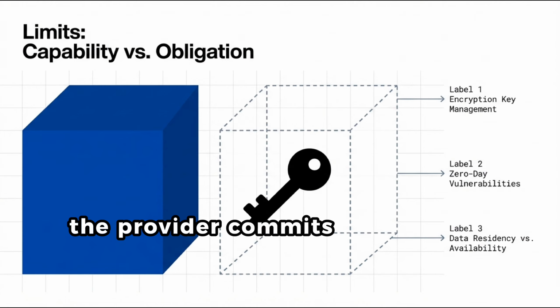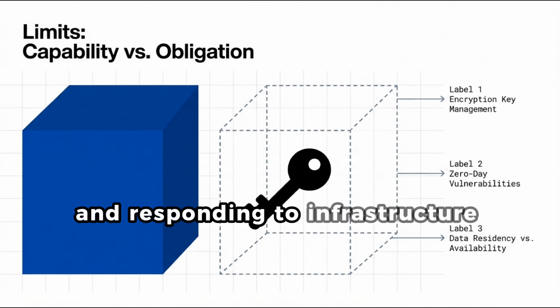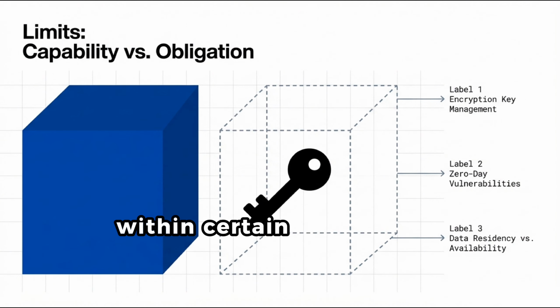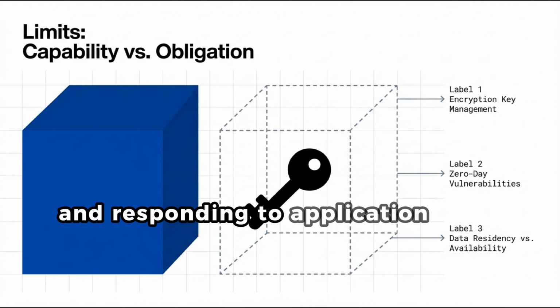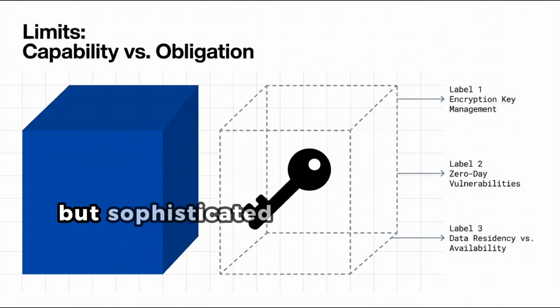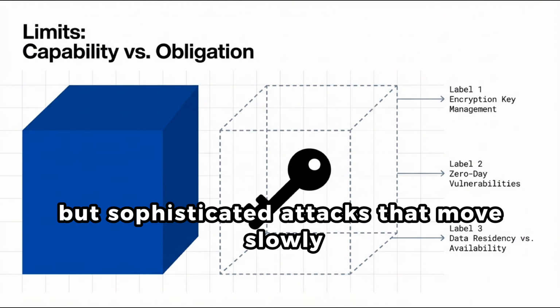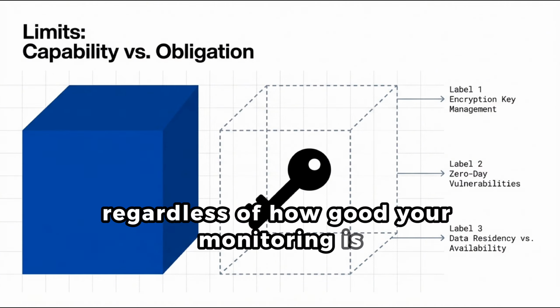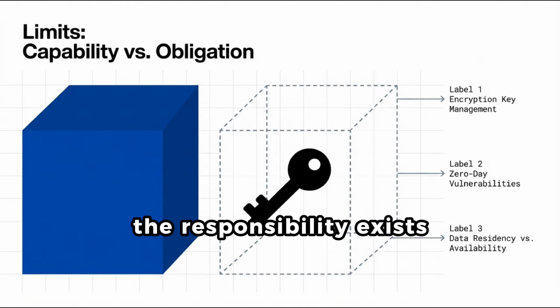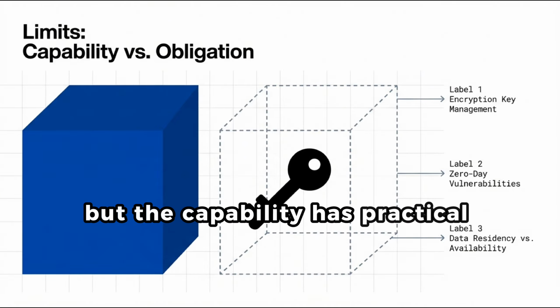Security incident detection and response time has limits on both sides. The provider commits to detecting and responding to infrastructure-level incidents within certain timeframes. You're responsible for detecting and responding to application-level incidents. But sophisticated attacks that move slowly, that blend in with normal behavior, can take days or weeks to detect regardless of how good your monitoring is. The responsibility exists, but the capability has practical limits.